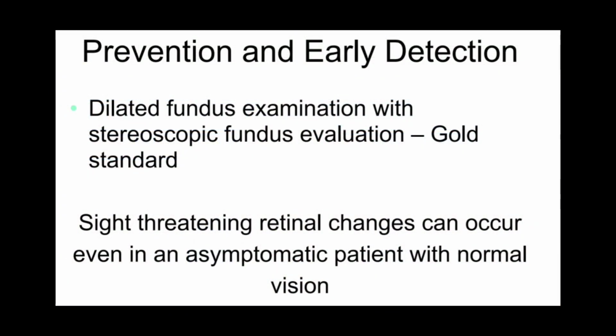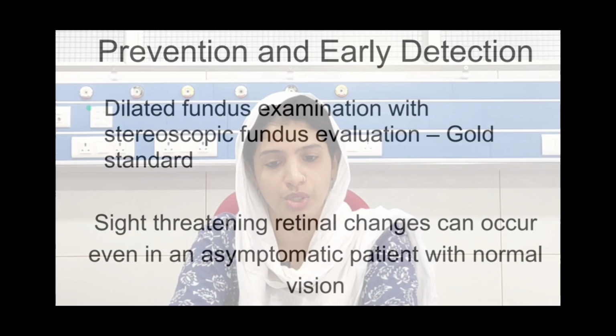refractoriness to treatment, etc. So, the prevention and early detection is the key word in diabetic retinopathy. So, dilated fundus examination with stereoscopic fundus evaluation is the gold standard method for detection of diabetic retinopathy. So, sight-threatening retinal changes can occur even in asymptomatic patients with normal vision.